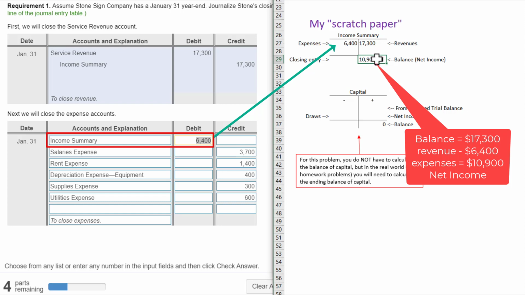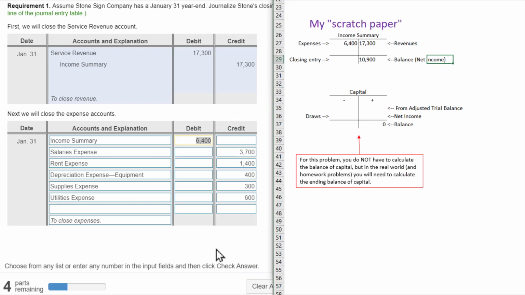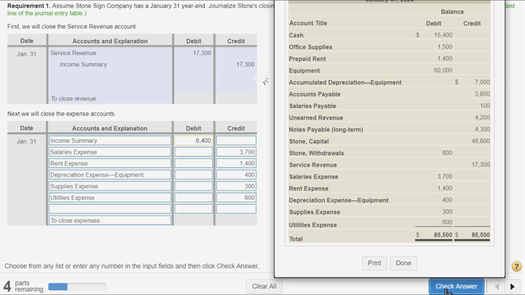Now, in my Excel spreadsheet, I have a balance. And the way this is calculated is I just take the bigger side, 17,300, minus the smaller side and put the balance on the bigger side. So if we have revenues that are larger than expenses, is this 10,900 a net income or net loss? Well, revenues are bigger than expenses, so this is a net income. Notice I put that in my notes. So this 10,900 represents our net income. So let me go back to my accounting lab, check the answer.